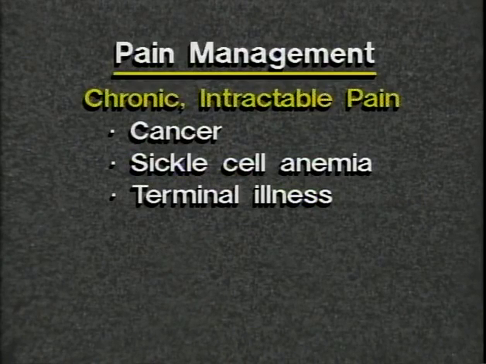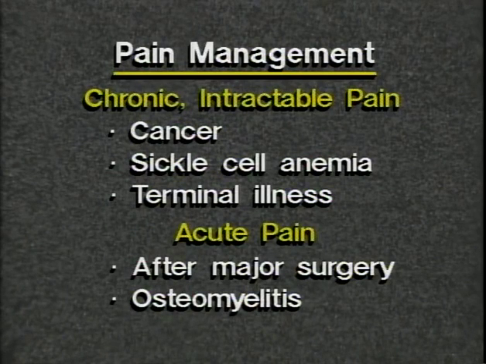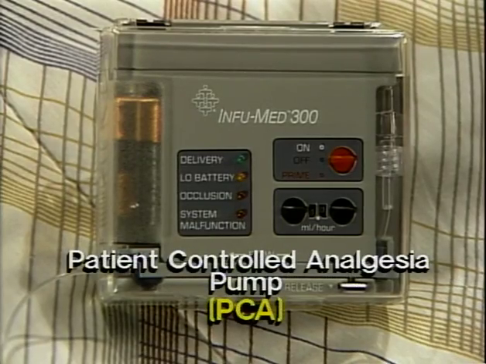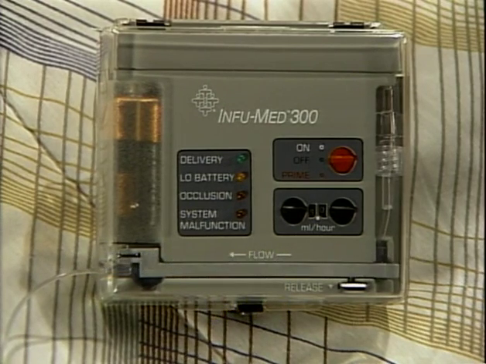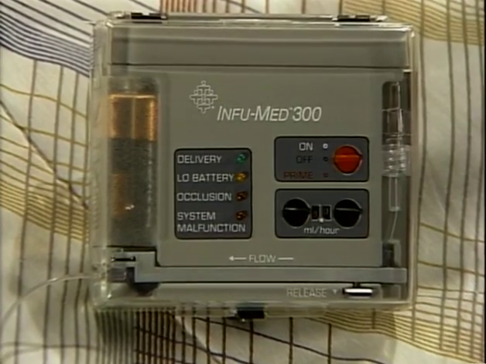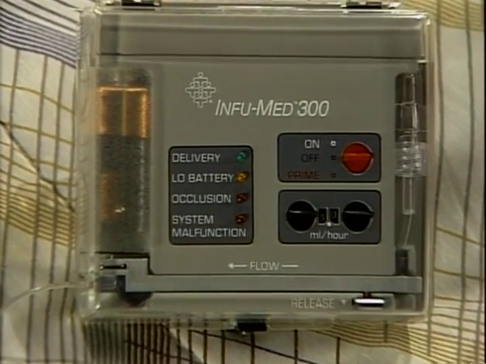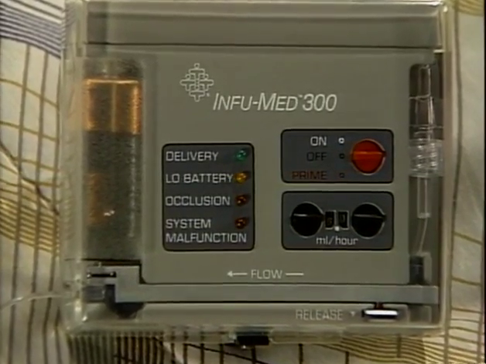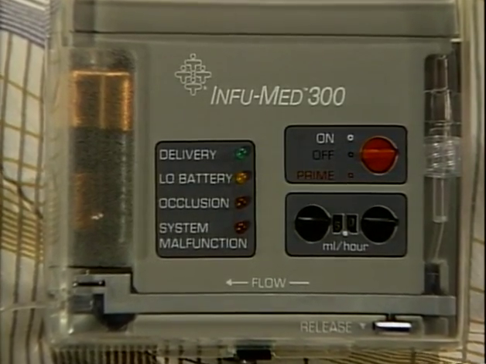Pain management programs are frequently used for patients who experience chronic intractable pain due to cancer, sickle cell anemia, or terminal illness, or those who experience acute pain after major surgery or in cases of osteomyelitis. With the patient-controlled analgesia pump, also called the PCA pump, the patient receives a continuous infusion of a narcotic analgesic or pain-killing medication. The patient can also push a button to self-administer a bolus or larger dose of the medication when the pain is more severe.